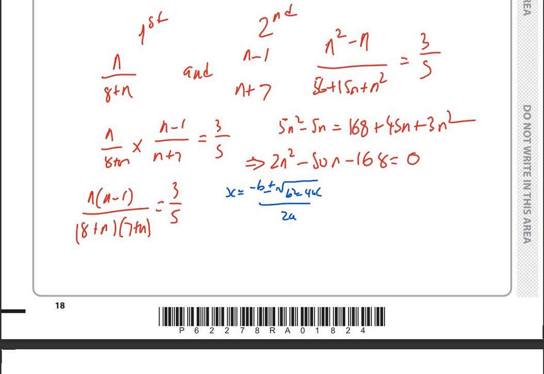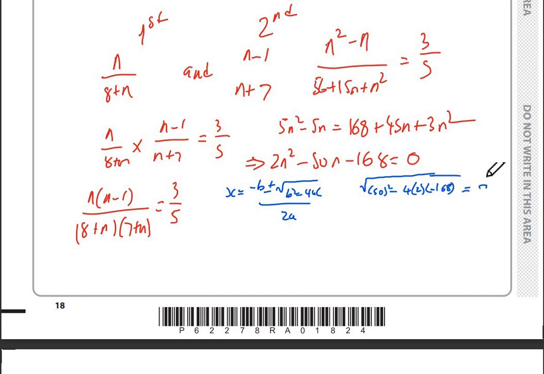So b squared minus 4ac in brackets, that would be minus 50 squared, or we can just say 50 squared, minus 4 times a, which is 2, times minus 168. I'll just put that in the calculator.